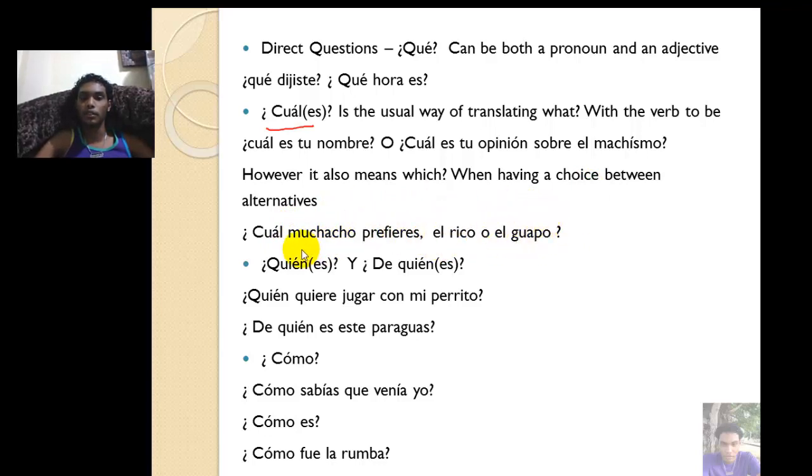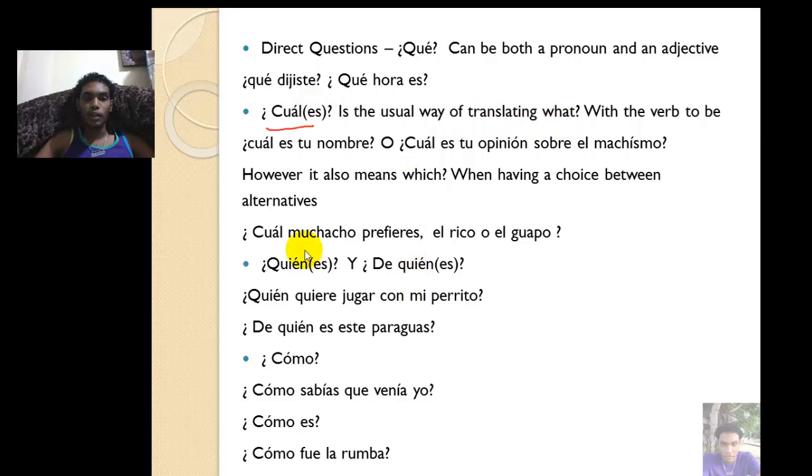This is an alternative you have to choose between. So cuál would be translated as which. And up here, it's just the usual way of translating what, okay?